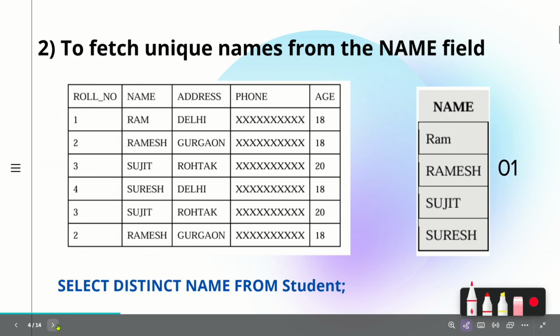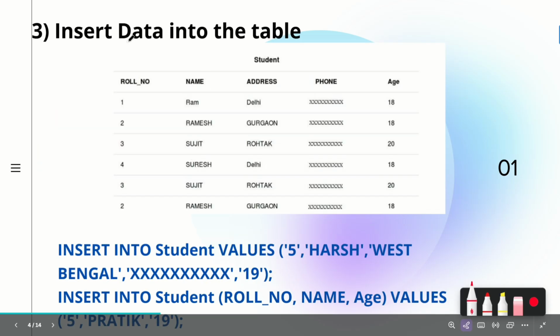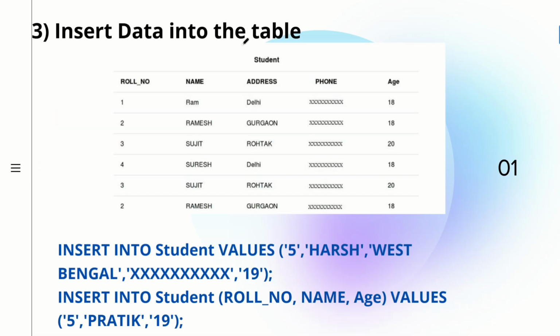Now let's go to the third question. Third question is, you are supposed to insert the data in the data table, that is student table. So you are given a data table which is having columns like roll number, name, address, phone number, and age. And you are asked to add another row, like another data you should be adding.